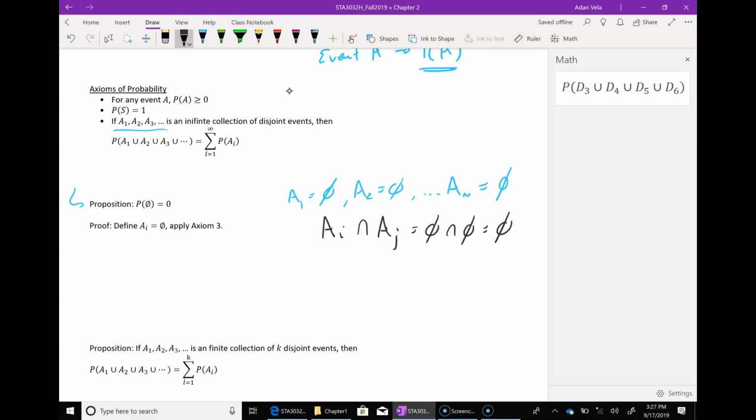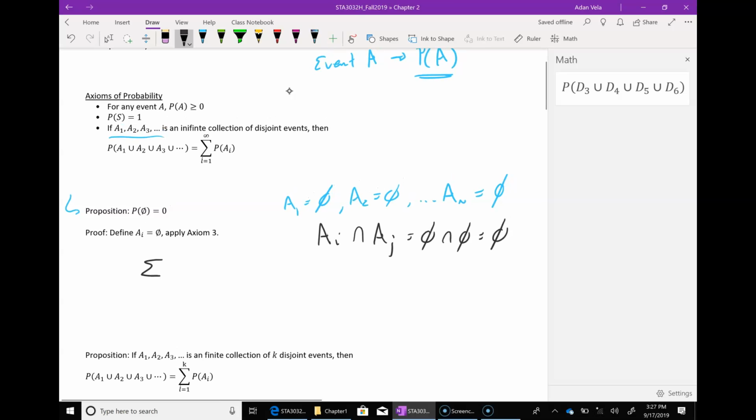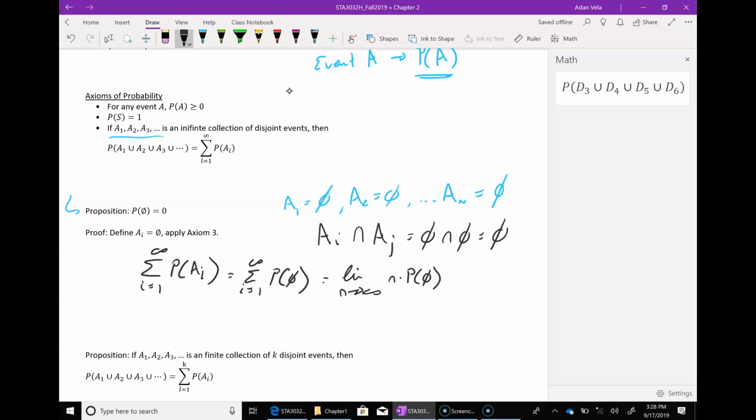So what this tells us, I might be using some abusive notation, so forgive me. We're going to take this sum of the probability of AI, and each one of them is going to be the same. So really, we're just taking the probability of the null set, and we're going to add it up infinity times, which is kind of like saying the limit as n approaches infinity of n times the probability of phi.